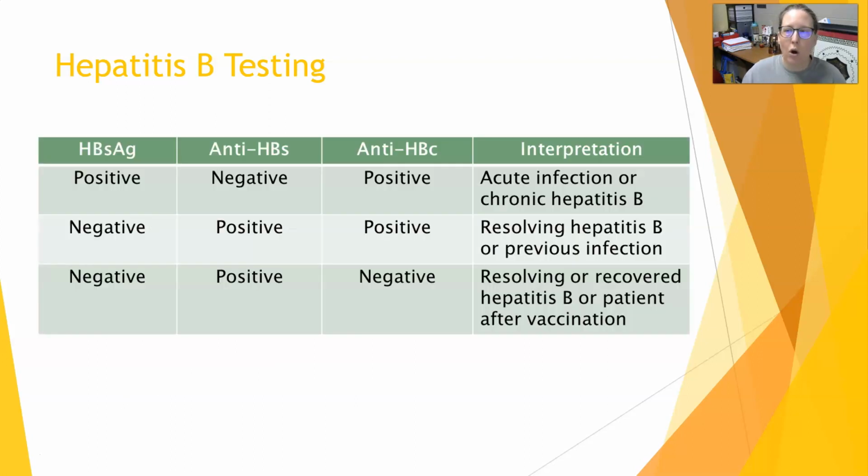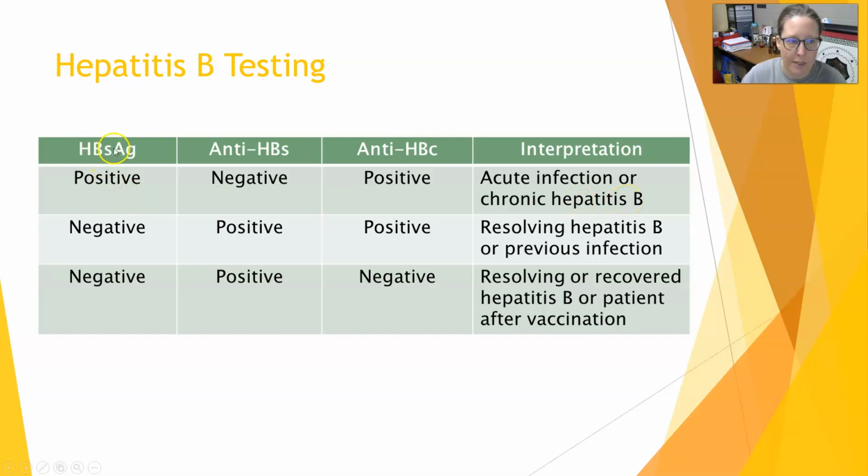So if we look at all of them together, this is how we interpret. So if the hepatitis B surface antigen is positive, but the anti-hepatitis B surface antibody is negative and the anti-hepatitis B core antibody is positive, then there is an acute infection or chronic hepatitis B.